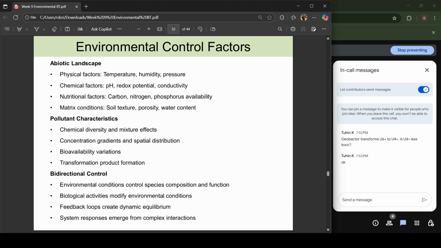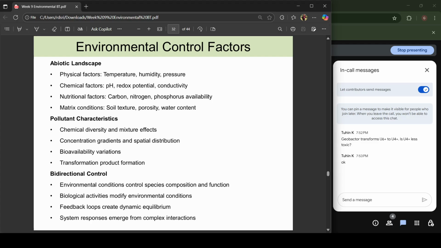So we need to have a bidirectional control here. Environmental conditions control the microbial composition and function. Biological activities modify the environmental conditions, and this feedback loop creates the dynamic equilibrium. Environment affects the microbes, microbes affect the environment. So this is a feedback loop. And when both of these are functioning properly, then we have a dynamic equilibrium.